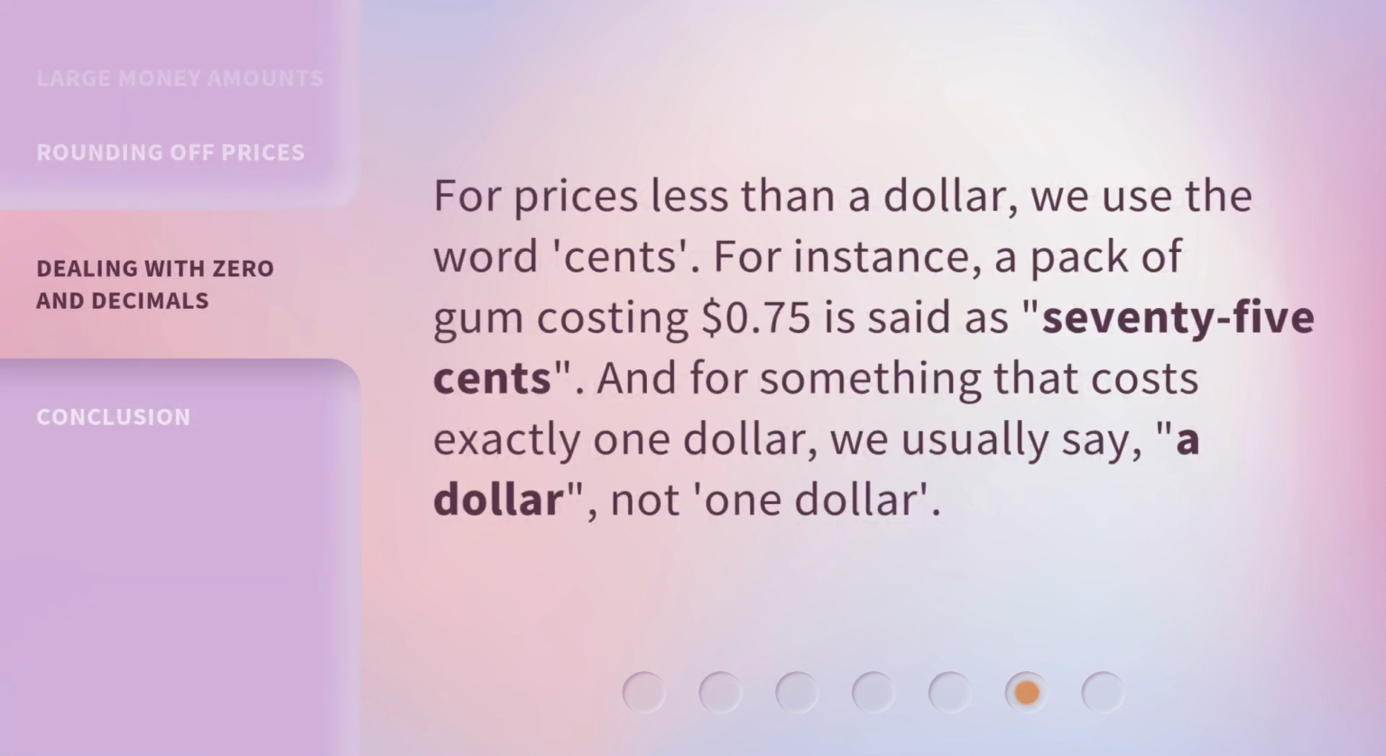For prices less than $1, we use the word cents. For instance, a pack of gum costing 75 cents is said as 75 cents. And for something that costs exactly $1, we usually say $1, not $1.